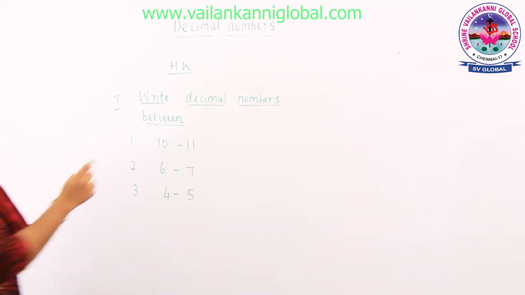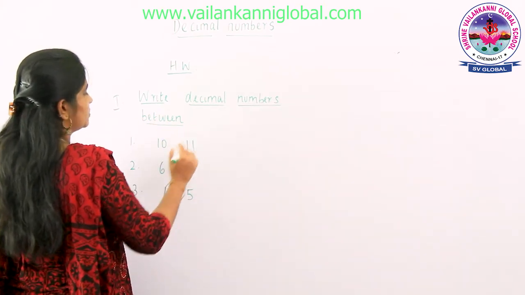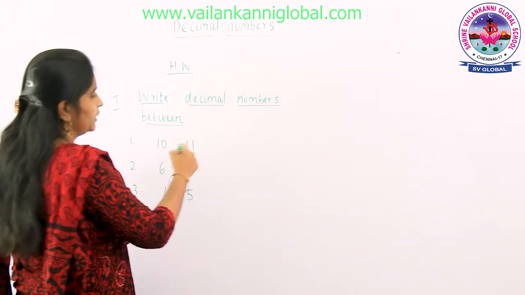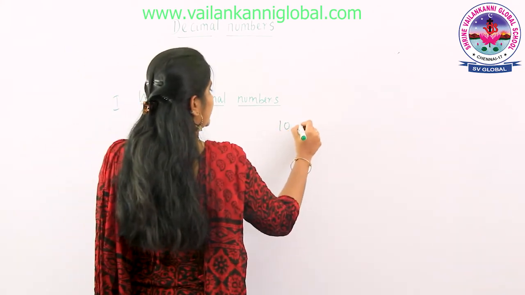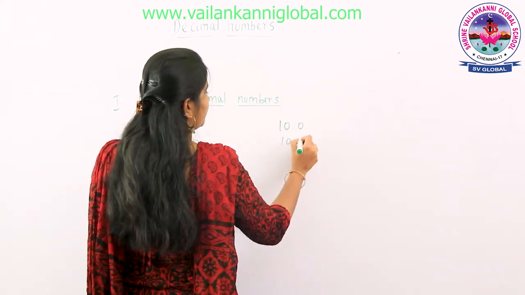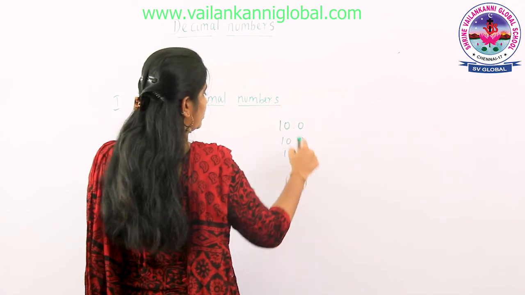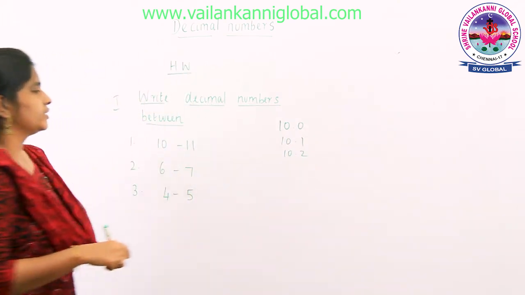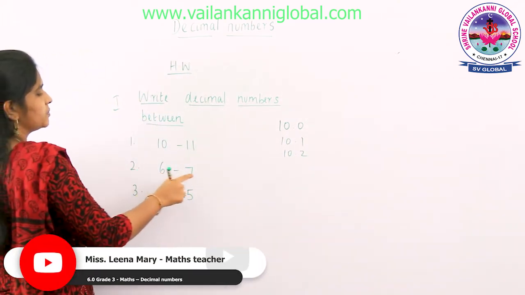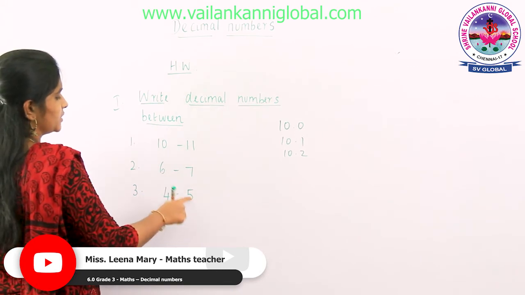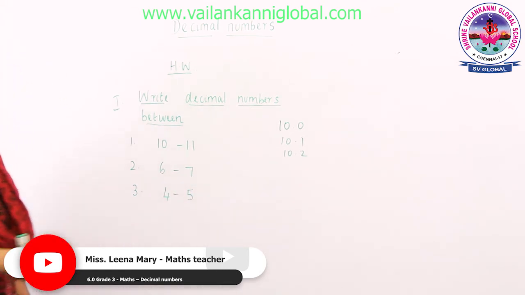Your homework quiz: you will write the decimal numbers between 10 and 11. For example, 10.0 is the starting, then it will be 10.1, 10.2. So it goes on till you write till 11. Same way, decimal numbers between 6 to 7, decimal numbers between 4 to 5.